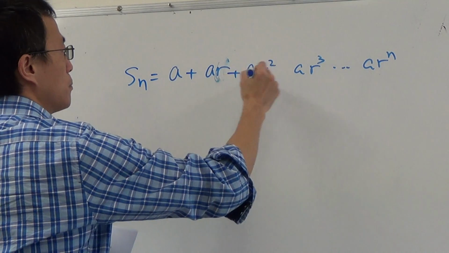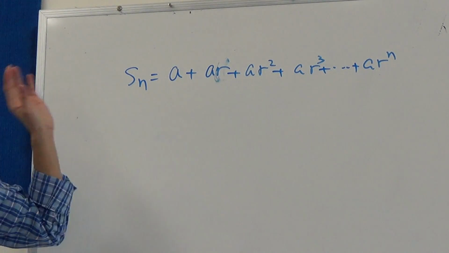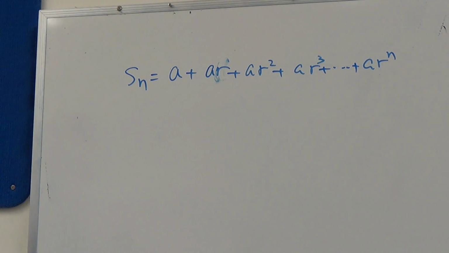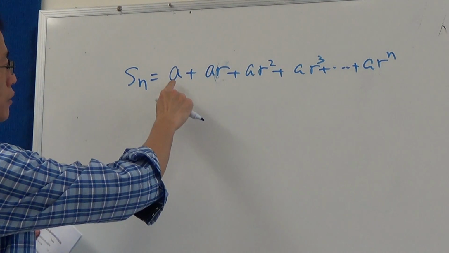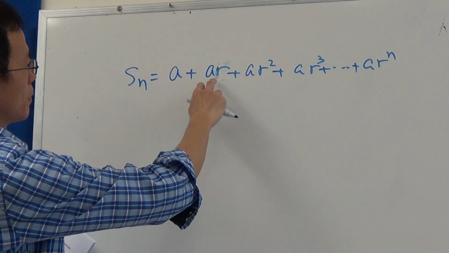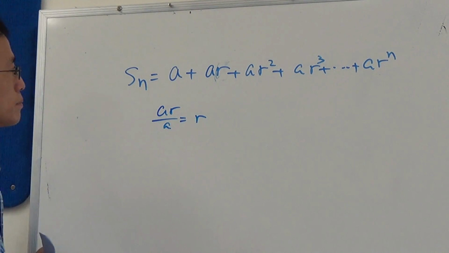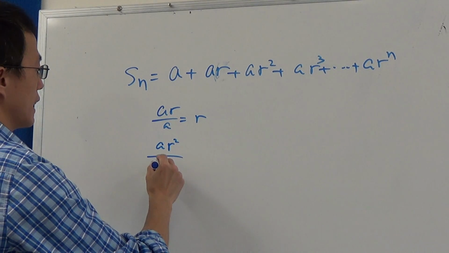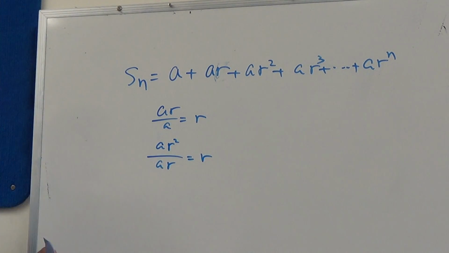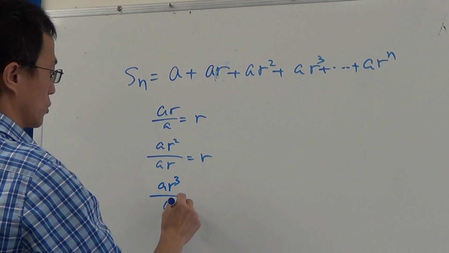If we want to sum it up, what's the formula for the sum? To get a formula, let's first look at each term in the series. We will be able to observe a pattern here. From A to AR, it's just A multiplied by R, right? So AR divided by A is equal to R. Third term divided by second term, AR squared divided by AR, you get R. AR cubed divided by AR squared is equal to R.